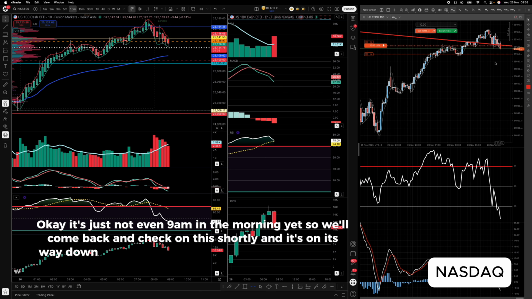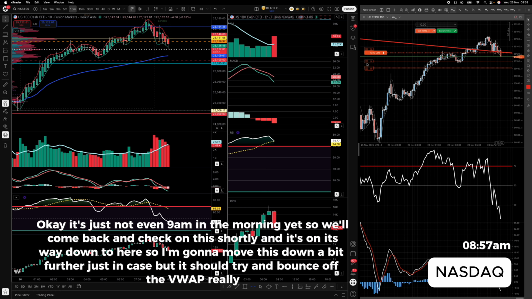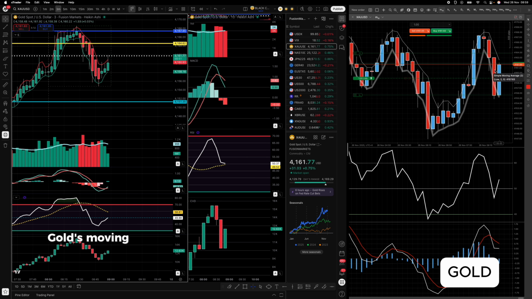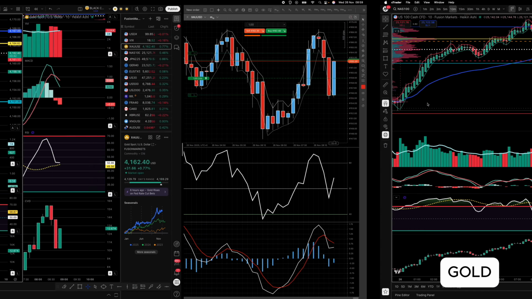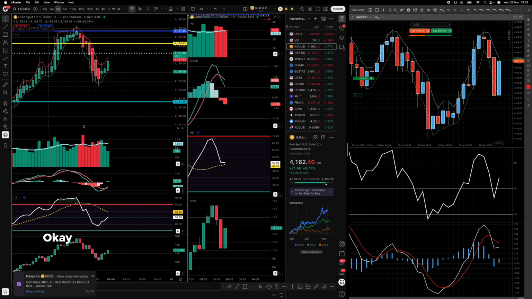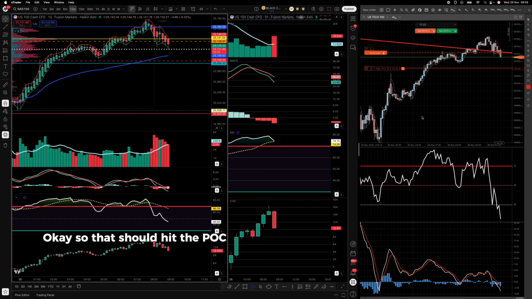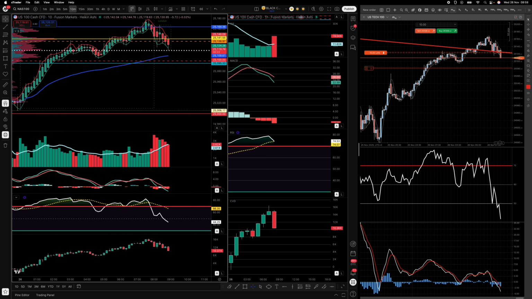And it's on its way down to here. So I'm going to move this down a bit further just in case, but it should try and bounce off the VWAP really. Gold's moving up. So we've got a 1 lot trade in, just a small trade for the morning. That should hit, it shouldn't be an issue. Gold rises after US data reinforces rate cut bets. Okay, so that should hit the POC. NAS is on its way down to the VWAP, and then we'll make a decision after that.